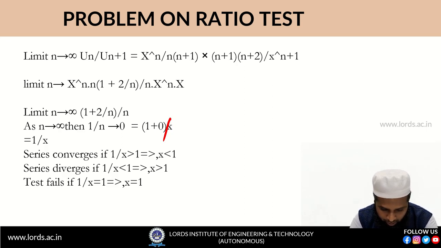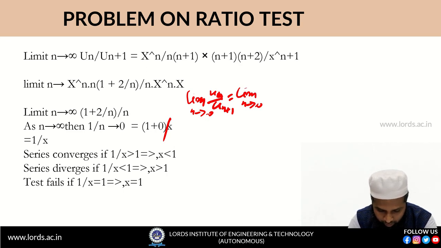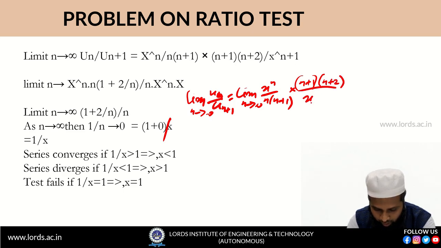You can easily understand this. This is actually the limit as n tends to infinity of u_n by u_(n plus 1). We are writing u_n as x power n divided by n into (n plus 1). Now I have to take the reciprocal. What is u_(n plus 1)? u_(n plus 1) is nothing but (n plus 1) into (n plus 2) divided by x power n plus 1. This is the ratio. Now you can do some cancellations.